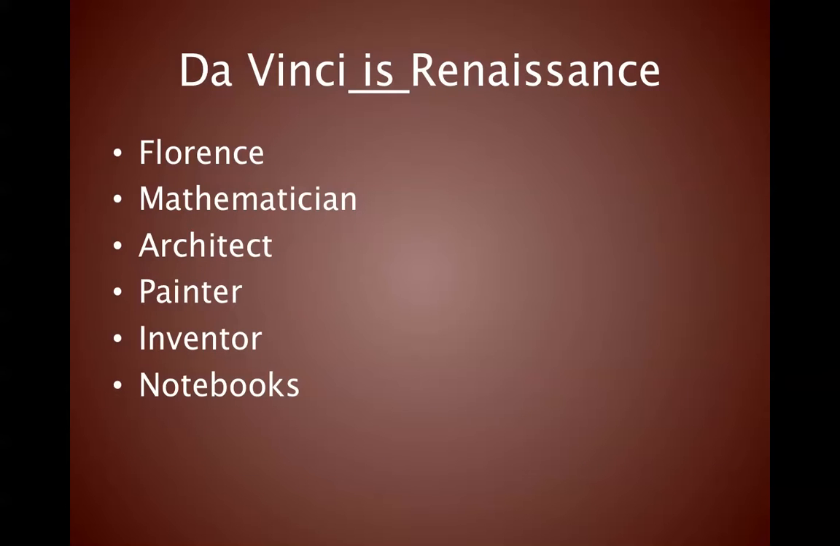So Da Vinci is Renaissance himself. He's from Florence, northern Italy. He's a painter, yes, but he's also a mathematician. He's also an inventor. You probably know his notebooks, and McClellan and Dorn will give you lots of information there, so please take a look. There's another video that talks about his Vitruvian Man available in this folder.